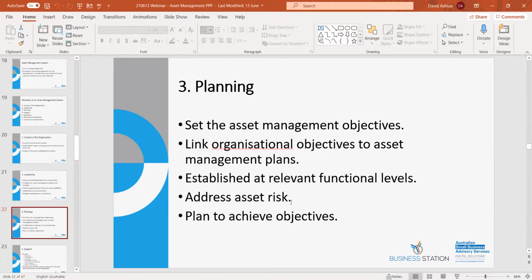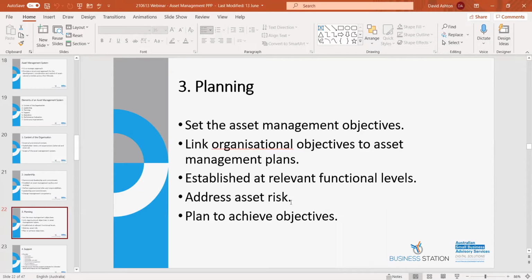So the planning stage is getting an understanding of your assets and what their value is to the organisation, how those assets are used in generating income for the business. So you need to go through that process, identifying your assets and their value and their use. So set the asset management objectives. What do you hope to achieve from those assets?